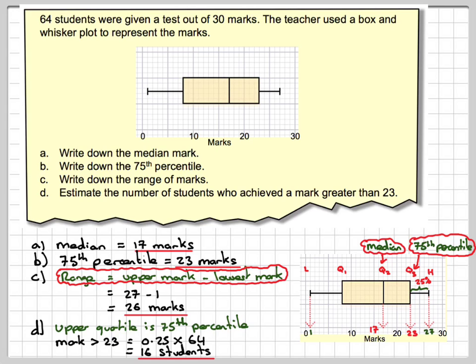Okay, so this has been a video to show you how to read a box and whisker plot.